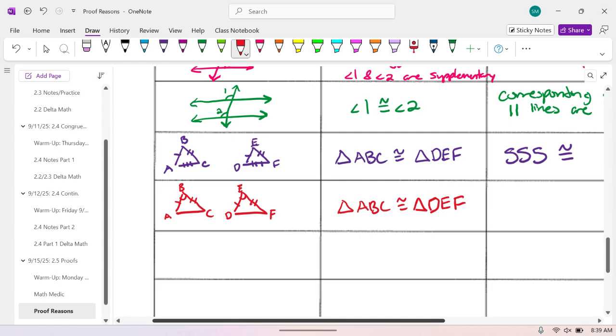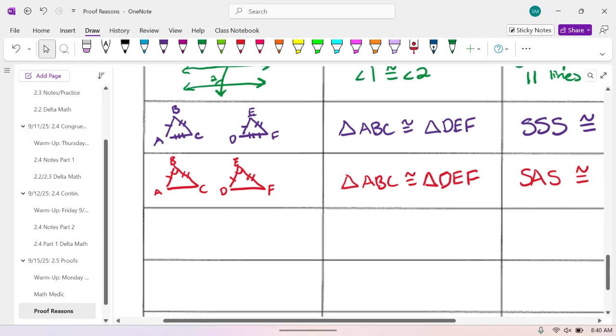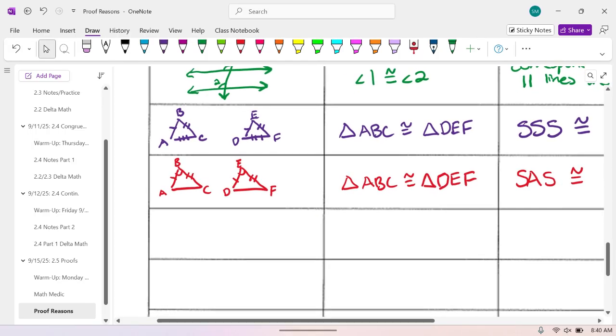So, based off of what I just drew, what's the reason those two triangles are congruent? What postulate? Side, angle, side. So we have two congruent sides, and a congruent angle between them. So SAS, and it's congruent. Any questions so far? So we're just reviewing what we talked about last week, essentially.